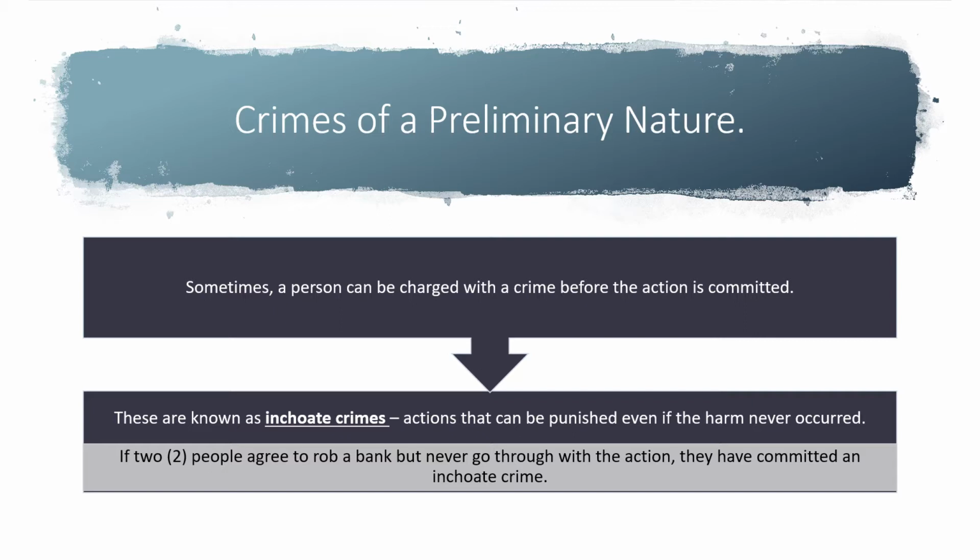If two people agree to rob a bank but never go through with the action, they have committed an inchoate crime, okay? If they get the guns, they plan it, they have a map of the bank, they do all these things, and they get ready to go, and maybe at the last minute they say, you know what, I don't want to go through with it. It doesn't matter, because they've already tried to plan a crime that could cause harm or property damage or things like that. So you can be charged with a crime even if you plan a crime.